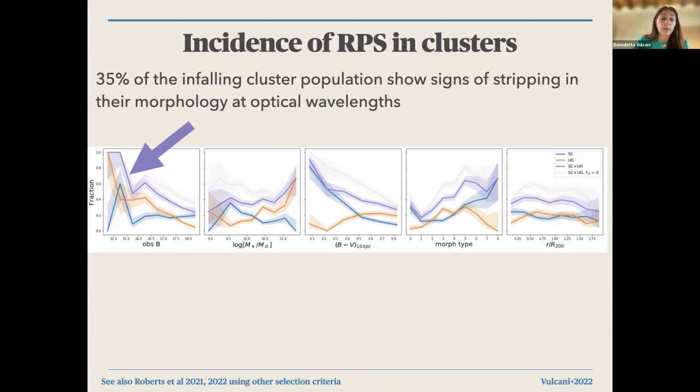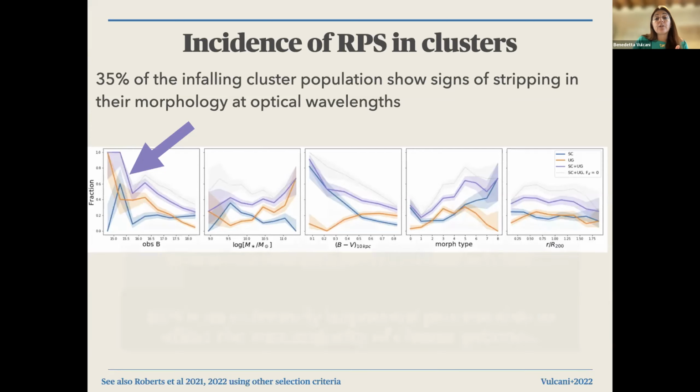And here, just focus on the purple line. Here we see this fraction as a function of some properties such as the observed magnitudes, the stellar mass, the color, the morphological types, and the distance from the center. And what we see is that if we look at very bright objects, almost all of the galaxies show signs of stripping. Also, if we look at very blue objects with B minus V color very close to 0, most of them are really undergoing ram pressure stripping. So this suggests that ram pressure stripping is a very important mechanism.